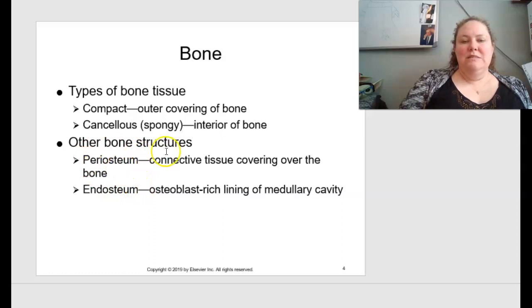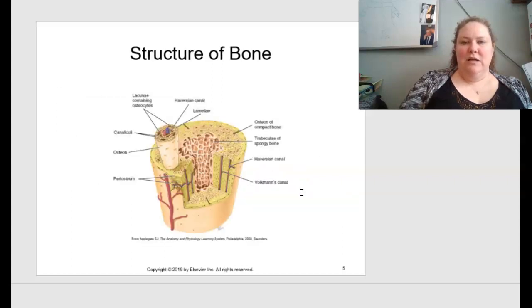You also have other bone structures, like your periosteum and your endosteum. Your periosteum is the connective tissue that covers over the bone, whereas your endosteum, again, the inside, endo, right, is going to be that lining that is rich in osteoblasts, and it lines the medullary or center cavity.